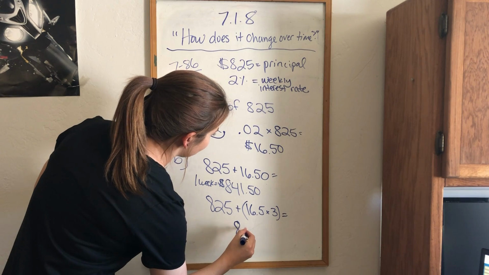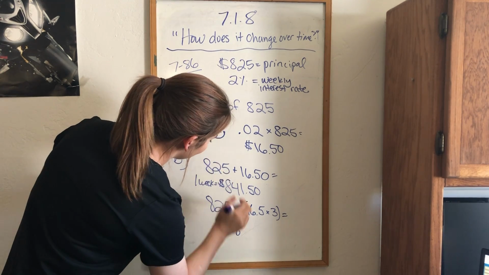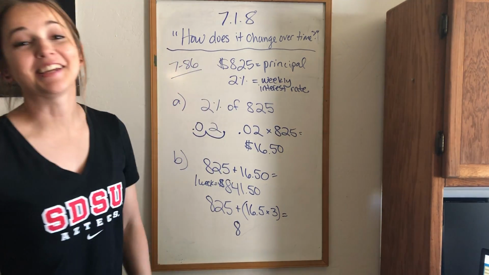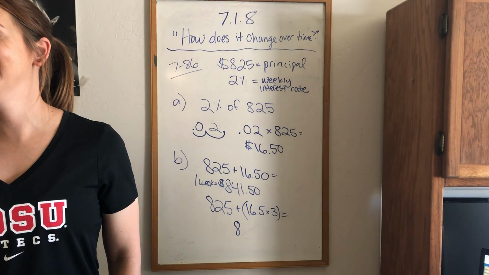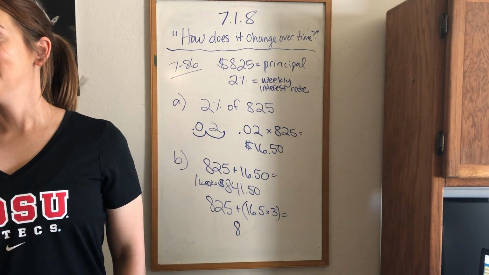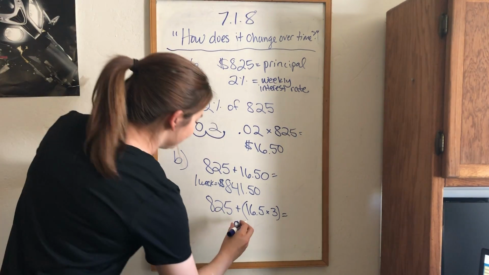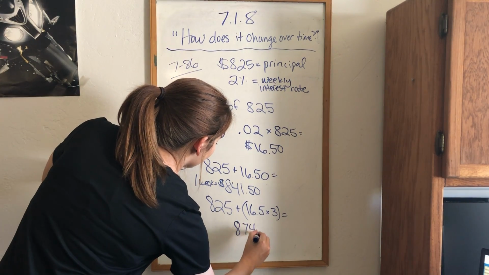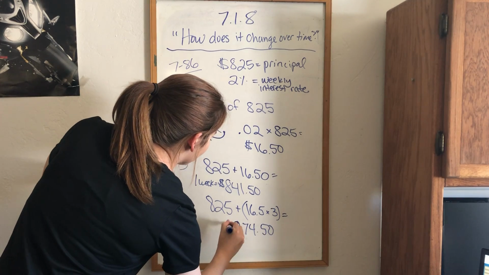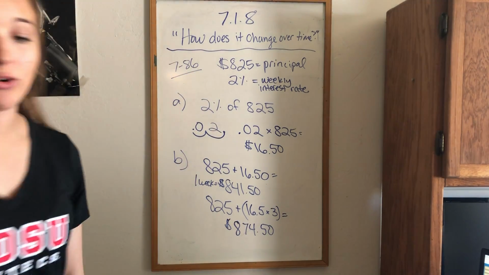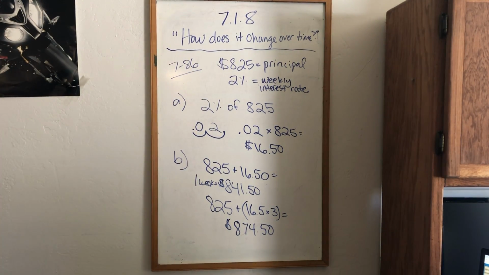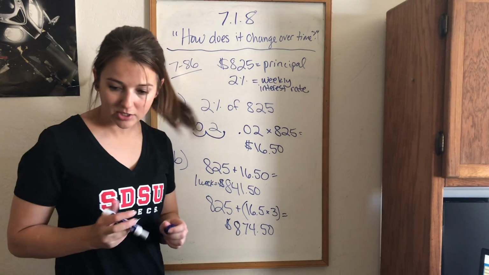825? Yes, I lost it. Okay, what is it? 16.5 times 3, plus 825. 874.50. Thank you. So after the third week, they will owe a total of $874.50 with that interest rate that the PTA is charging them.